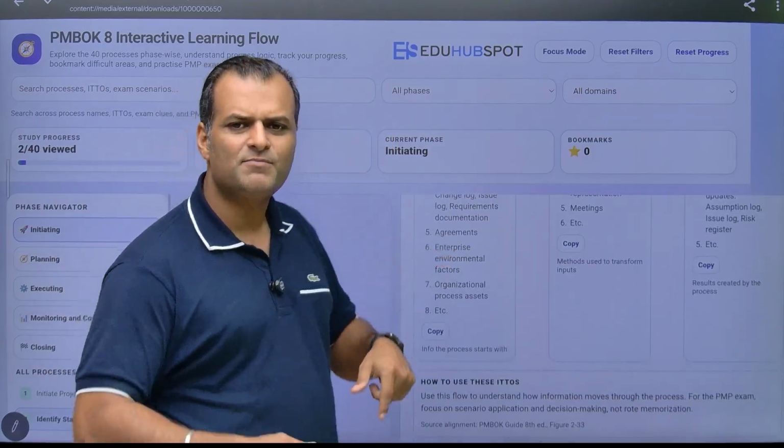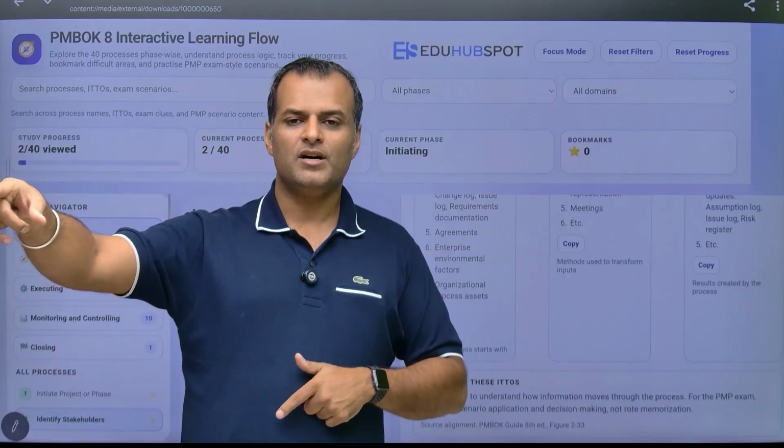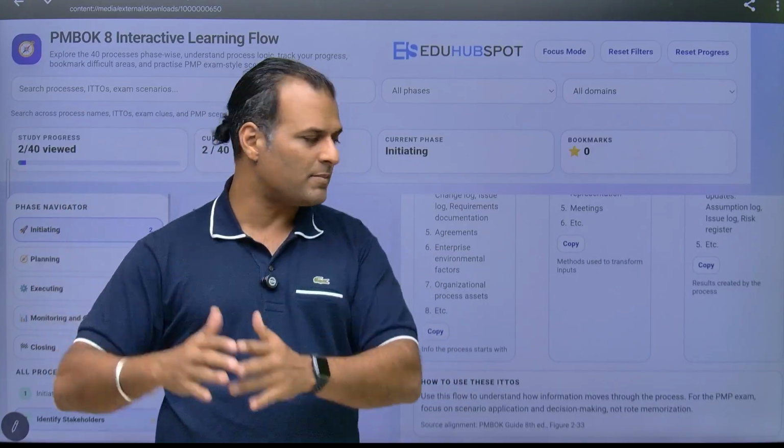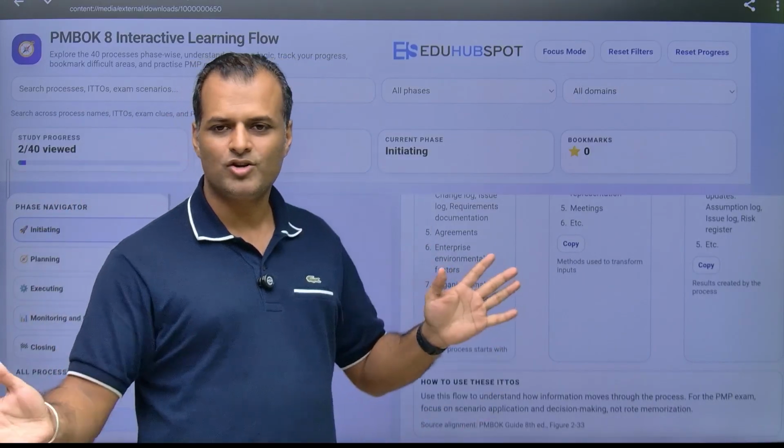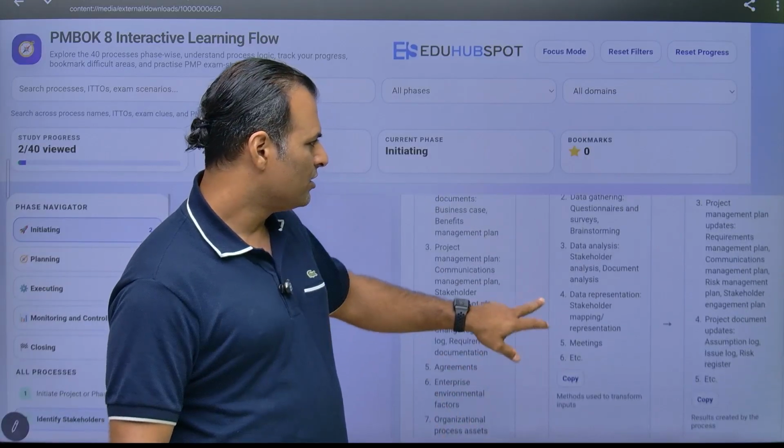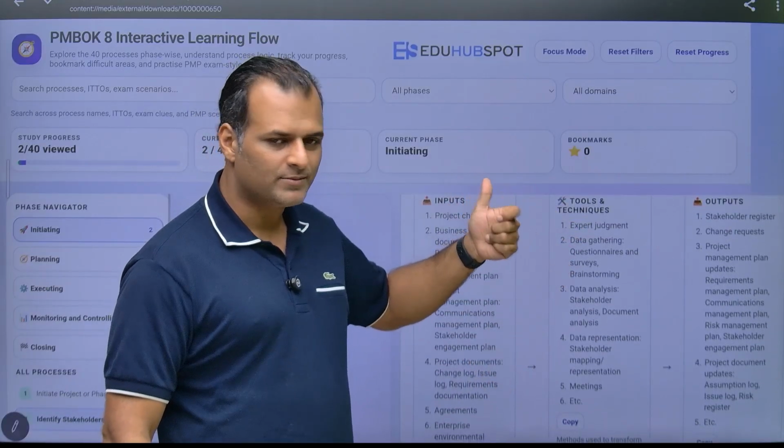Then you will have agreements because you will have stakeholders from the contractor side, right? The third party you are involved in. EF and OP are the common ones, so you can ignore it. From a tools perspective, you know what expert judgment is.